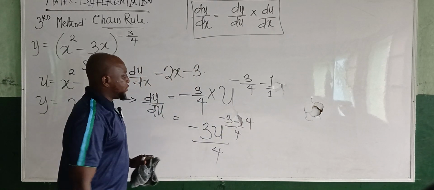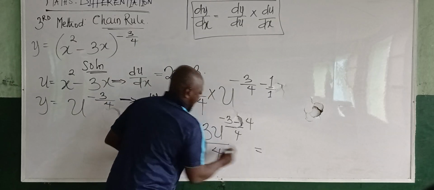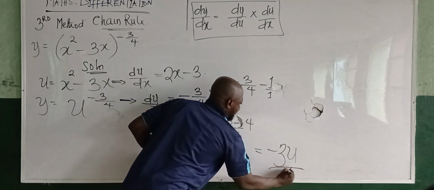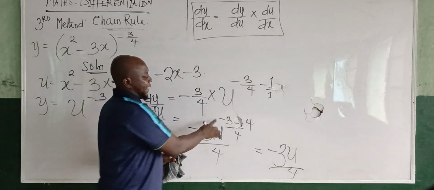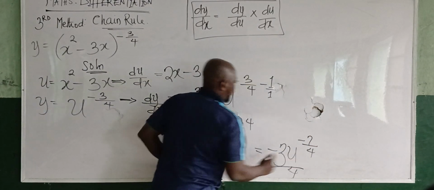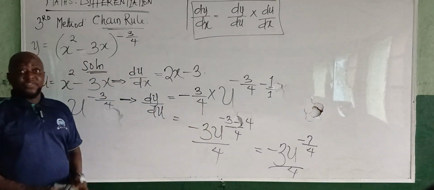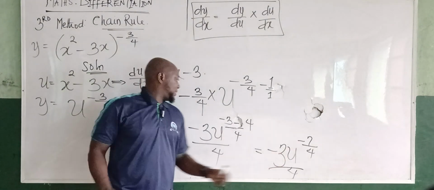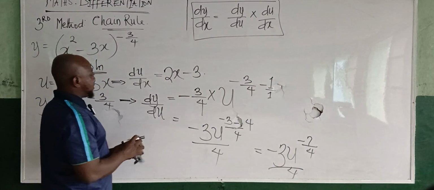So what else do we now do now? I will take all of this one out. So I have minus 3u here over 4. Then minus this will give us minus 7 over 4. So minus 3 minus 4 gives you minus 7 over 4 here. So we have differentiated this. So what do I do here now? I'm going to take this one.